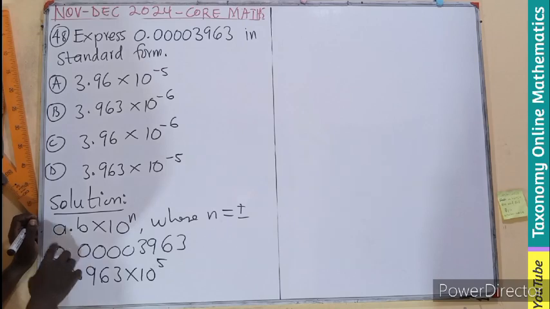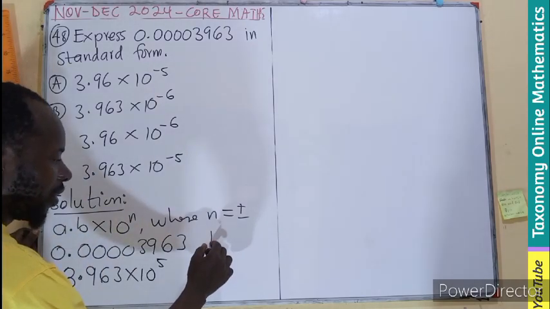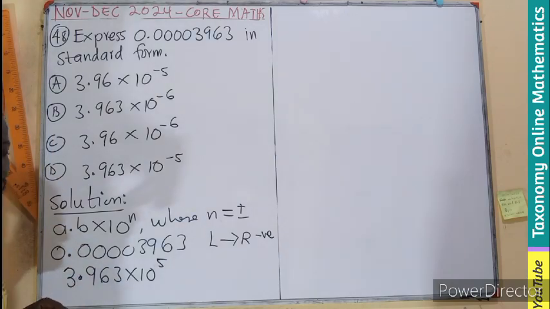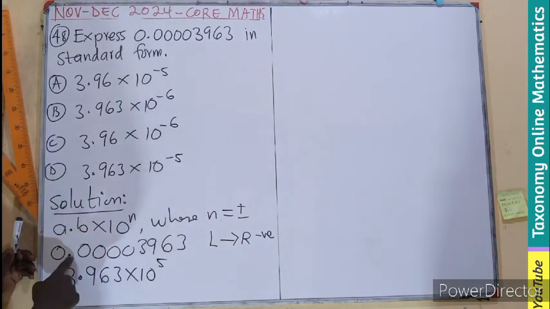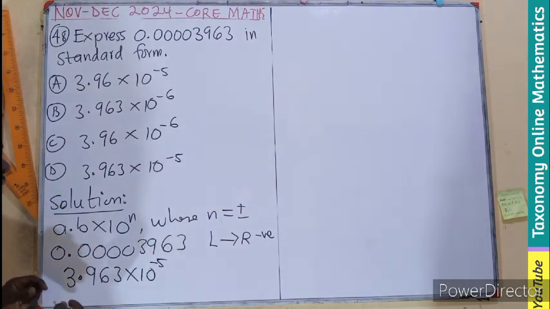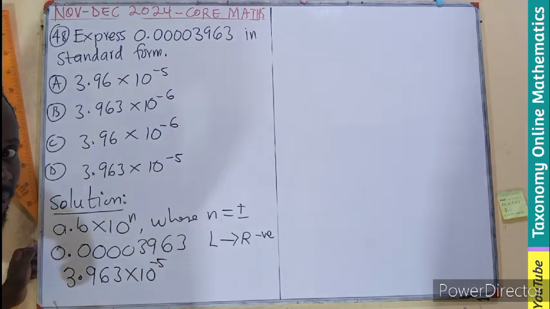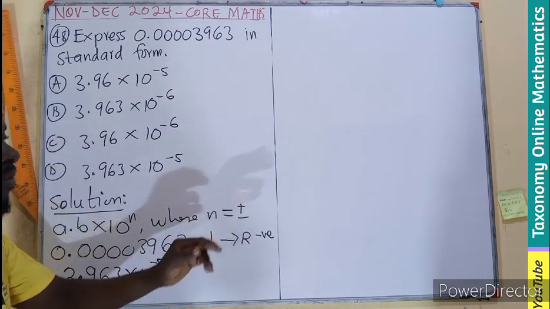So if I'm moving the point from left to right, I am dealing with what? A negative exponent, or negative N. So see, it's left to right, as you have negative 5. If the point is traveling from right to left, then we are going to have a positive exponent.